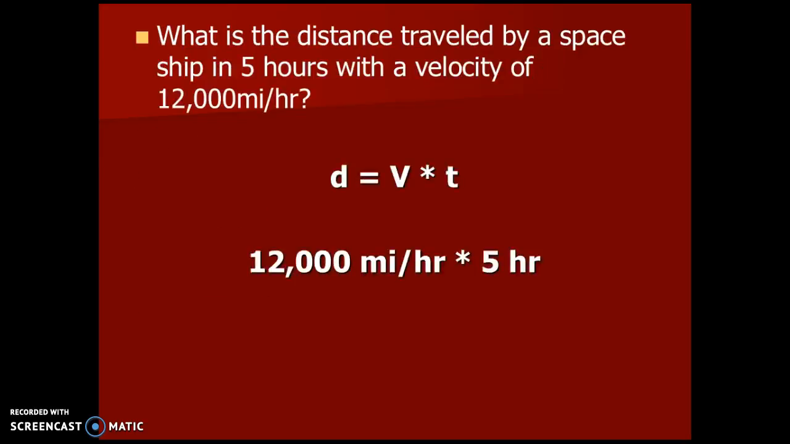Another example that asks you to look for something else different says, what is the distance traveled by a spaceship in 5 hours with a velocity of 12,000 miles per hour? You would cover up the D, which would leave velocity times time. You would take 12,000 miles per hour times 5 hours, which would give you 60,000 miles that the spaceship would travel in 5 hours.